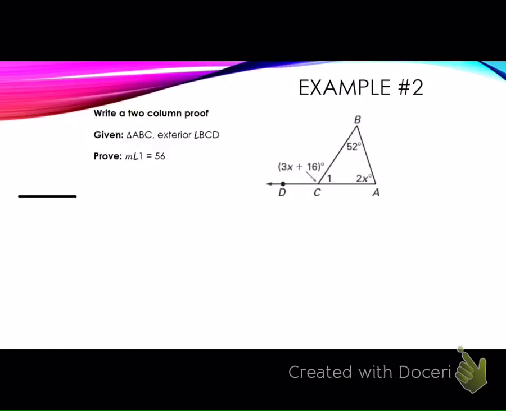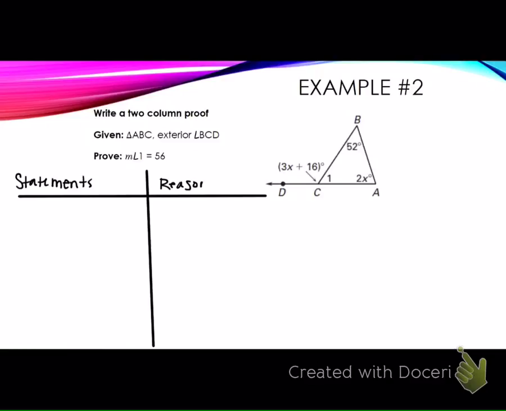So we are going to prove that the measure of angle 1 is 56 degrees. So we need to find what x is first. So let's write down our given, and then we'll have to figure out what x is first. So we have triangle ABC with exterior angle BCD.